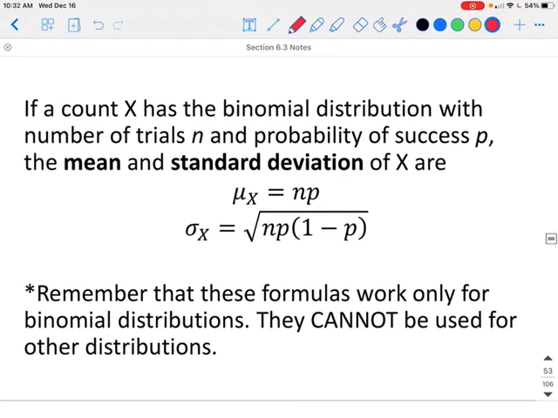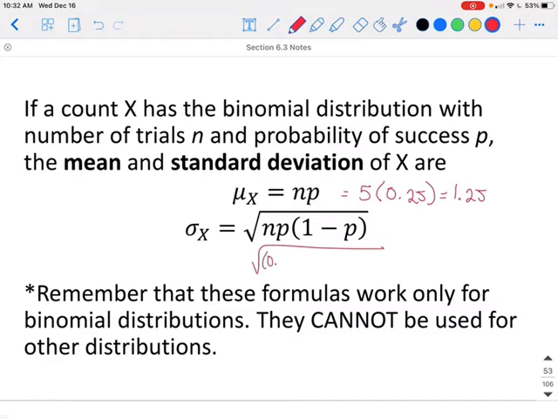So if the count x has a binomial distribution with the number of trials n and the probability of success being p, the mean and standard deviation can be found by just doing the mean of x is equal to n times p, and the standard deviation can be simplified to just the square root of n times p times 1 minus p. If we think about that last problem, our number of trials was 5, our probability of success was 0.25, which will give us 1.25.